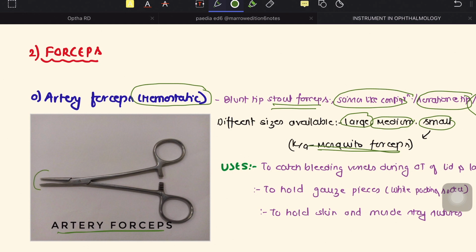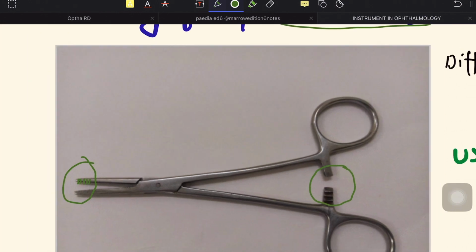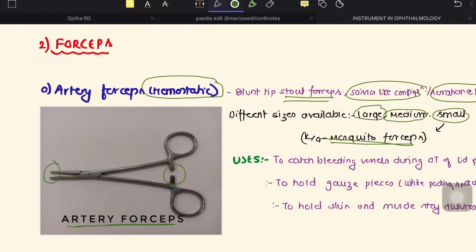As you can see, the tip is blunt. And if we zoom onto it, we can see multiple serrations present on the tip. We can also see an interlocking mechanism present at the base, and it can be used to block the artery so that the bleeding is stopped. Different levels of locking mechanism are present in this forceps.